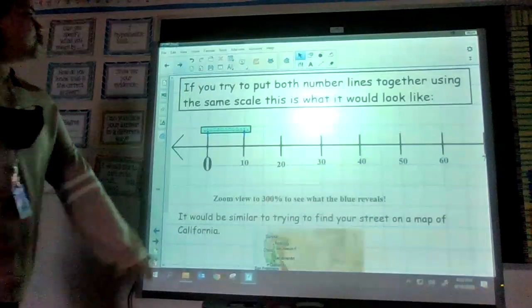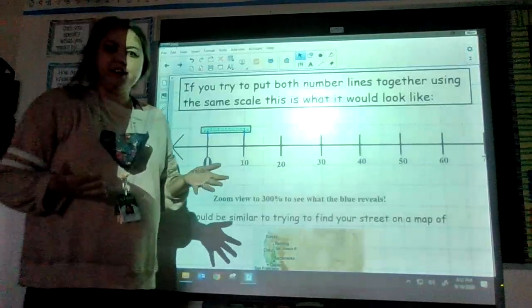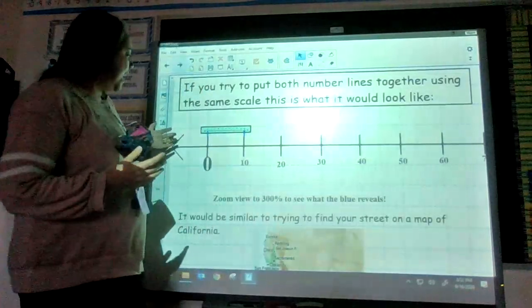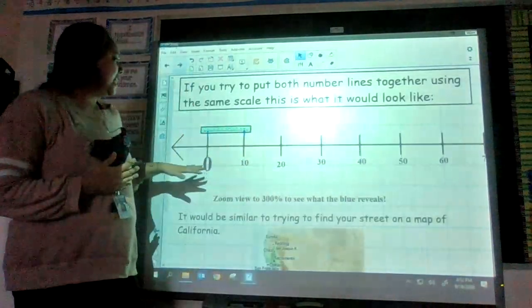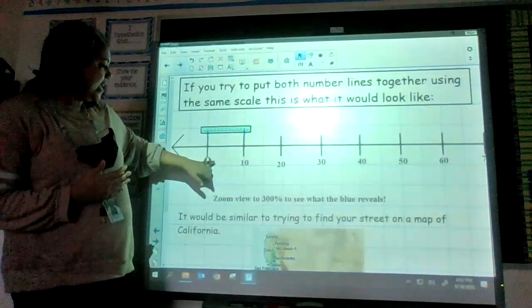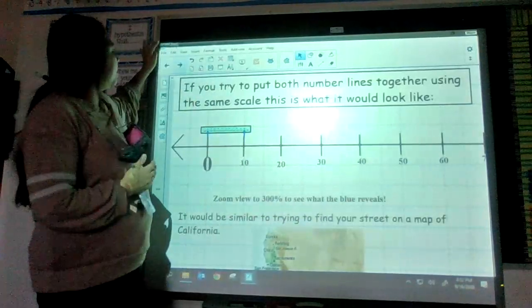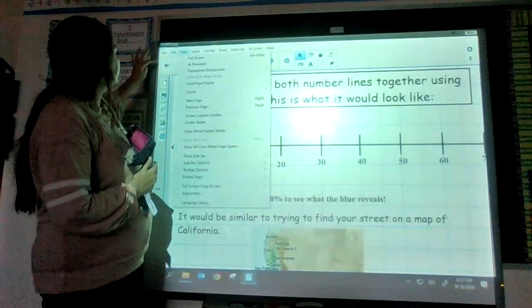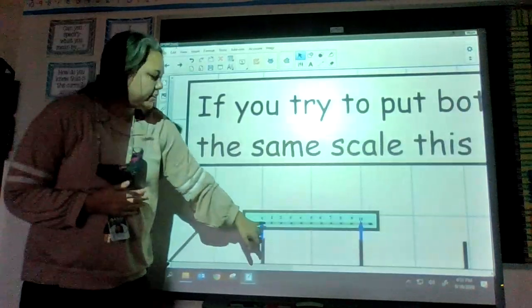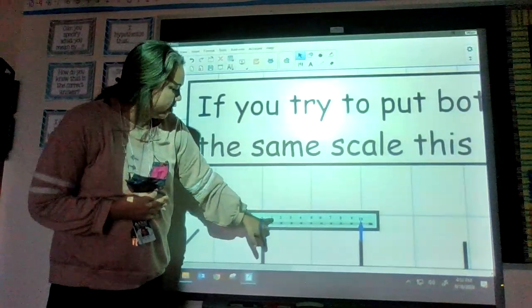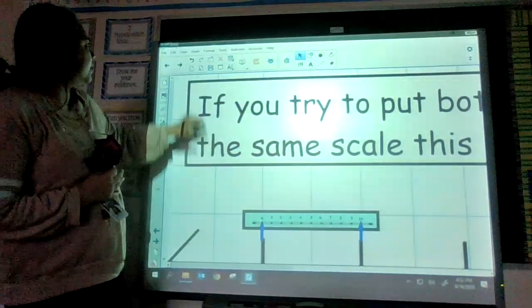Okay, if you try to put both number lines together using the same scale, this is what it would look like. Okay, so what we're looking at here is we've got a number line 0, 10, 20, 30, 40, 50, 60. And if you see the numbers in between here, we're going to zoom to 300 to reveal this in blue. So let me zoom to 300, and notice you can see 0, 1, 2, 3, 4, 5, 6, 7, 8, 9, 10. Those numbers, and let me zoom back out.